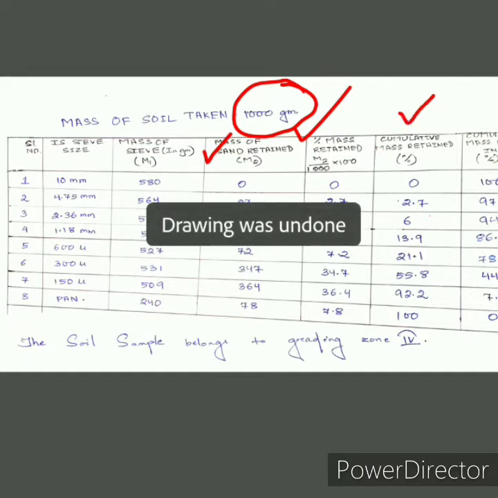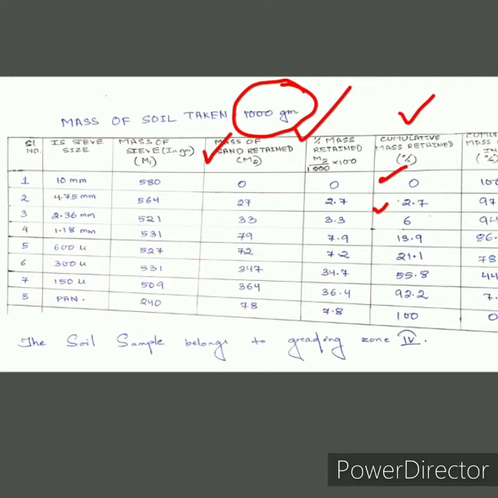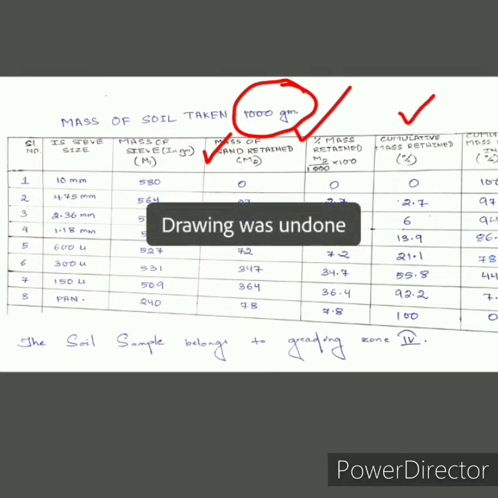Then the next column is cumulative mass retained in percentage. That means in 10 mm mass retained or cumulative mass retained was 0. In 4.75 mm it was 2.7%. In 2.36 it will be 2.7 plus 3.3, which is 6%. In 1.18 mm it will be 6 plus 7.9, which is 13.9%. So likewise the cumulative mass retained in percentage are recorded in this column.